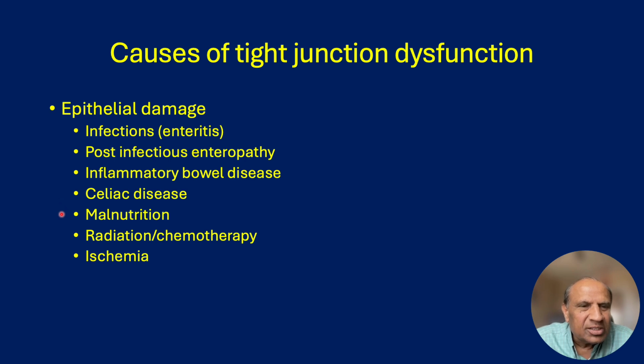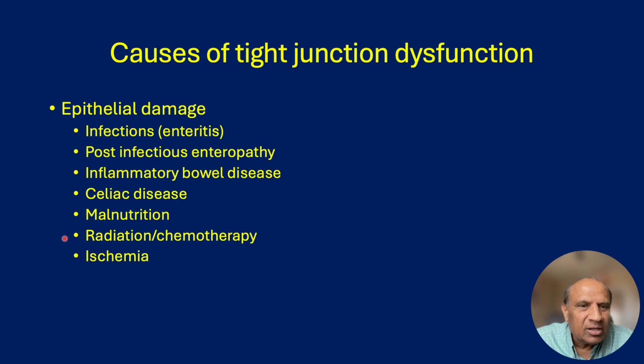Another cause is malnutrition. As you know, the intestinal epithelium has a very rapid turnover. The intestinal cells are continuously made into mature cells from the immature cells, and during that process it needs nutrition. If there is not enough nutrition, either calories or protein, then it can cause the intestinal lining to be affected, and tight junctions may be abnormal or malfunctional.